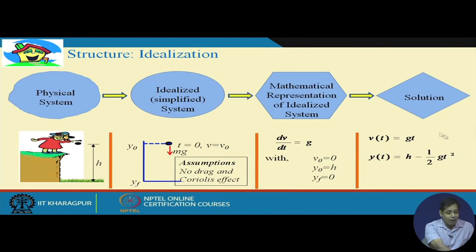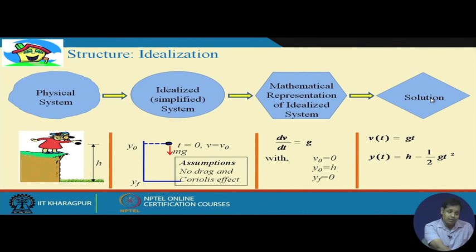Now, how accurate this solution is for the physical process depends on the assumptions at various steps. You have some assumptions going from the physical system to the idealized system, and because of that you are slightly deviating from the physical process. When you represent a mathematical model, this mathematical model is also based on certain assumptions, and those assumptions add to the deviation. And finally, when you solve this mathematical model, in many cases a closed form solution may not be possible, and you need to go for some approximate solution.